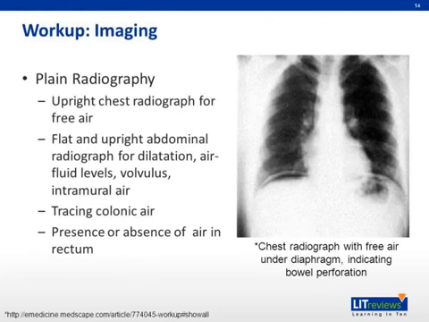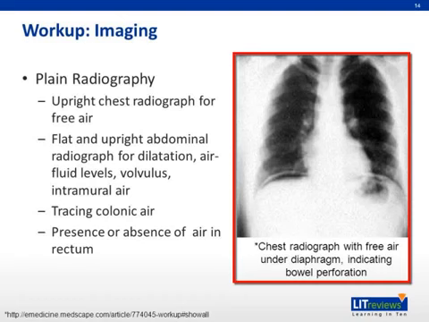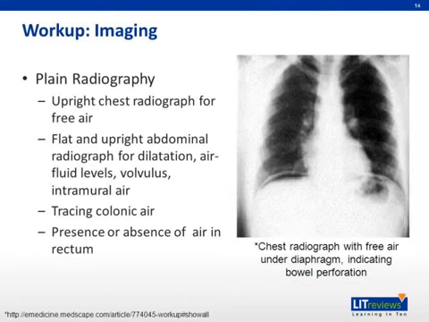Obtain an upright chest radiograph to determine whether free air is present, as is demonstrated in the chest radiograph shown with air under the diaphragm. This would suggest perforation of a hollow viscus and ileus rather than organic obstruction. However, the absence of free air does not exclude perforation, as this finding may be absent in half of all perforations. Flat and upright abdominal radiographs may demonstrate dilation of the small and/or large bowel, air fluid levels, sigmoid or cecal volvulus, or intramural air, which can be an ominous sign that suggests colonic ischemia.